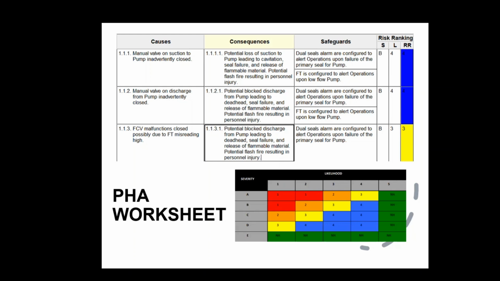Now, this does not necessarily mean that without the safeguard, the likelihood of the scenario has to go up. If the team feels that with just the dual seal alarms, they feel safe enough to rank this with a likelihood of 4, that is entirely credible to do so, so long as the rest of the team agrees. At the end of the day, it is up to the team to decide on whether or not they feel safe. That is why it is important to have PHAs to gather everyone's opinions and find gaps in their process.